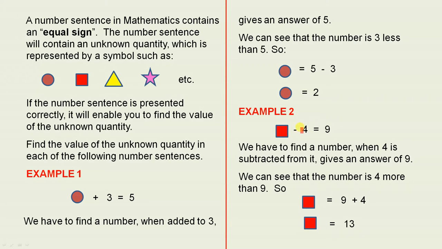Example 2, the square minus 4 equals 9. We have to find a number when 4 is subtracted from it gives an answer of 9. We can see that the number is 4 more than 9, so the square is 9 plus 4, so the square is 13.